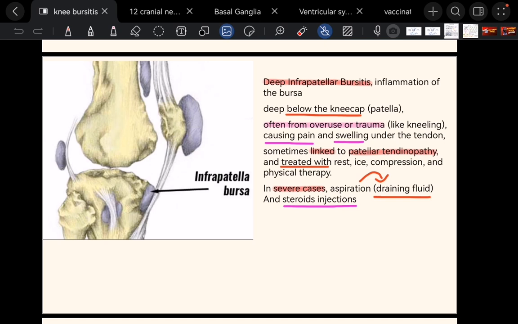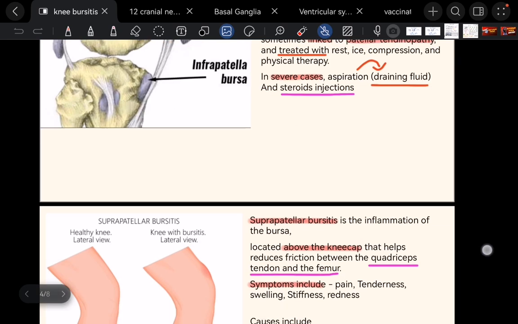So treatments are quite similar as well. Rest, ice, compress, elevate. We can use physiotherapy as an alternative. Now, in severe cases, where the bursitis is quite inflamed and there's a lot of buildup of fluids, what we can use is a clinical procedure called aspiration. Aspiration is the drainage of fluids, and if not, we can also use steroid injections. So this is deep infrapatellar bursitis.